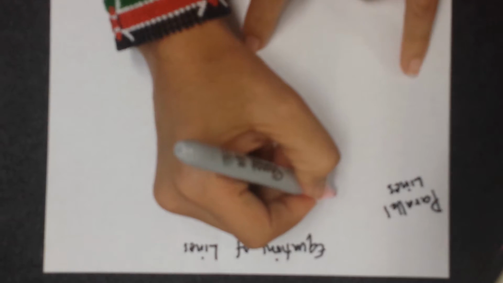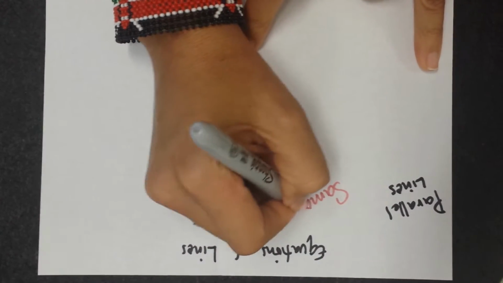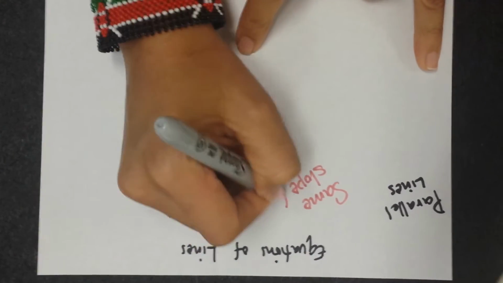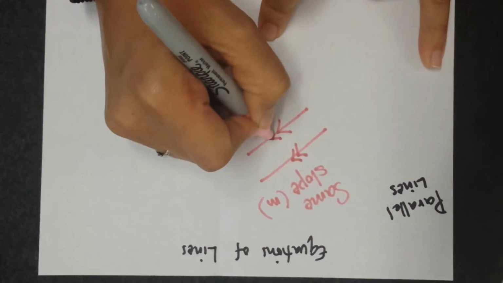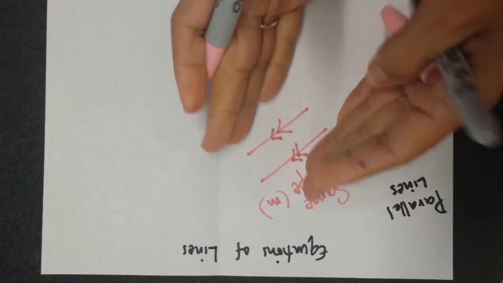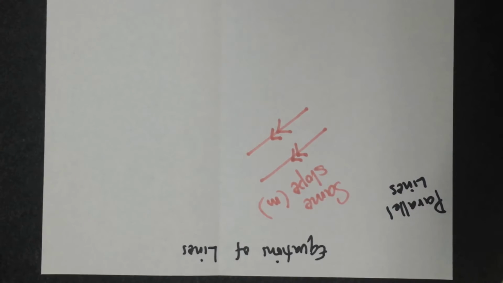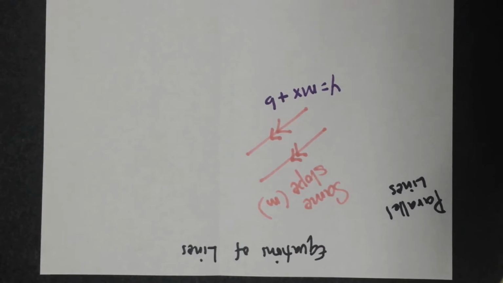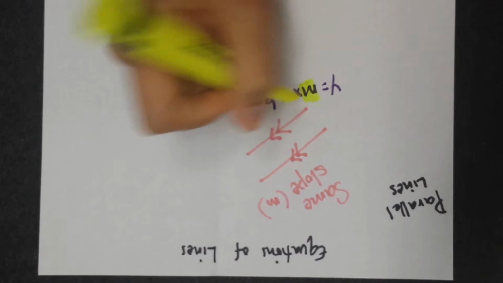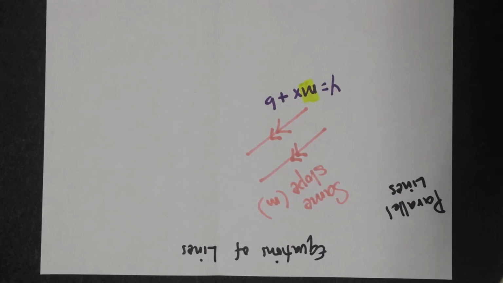Parallel lines. The big thing that you need to know about parallel lines is that they have the same slope m, which means two lines are parallel. They have the same slope, because if they didn't have the same slope they would meet. So anytime you're doing one of these problems, you want to look at the equation y equals mx plus b, and you're focusing only on the slope. If you find that the slope m is the same, they are parallel. So let's take a look at a quick example.